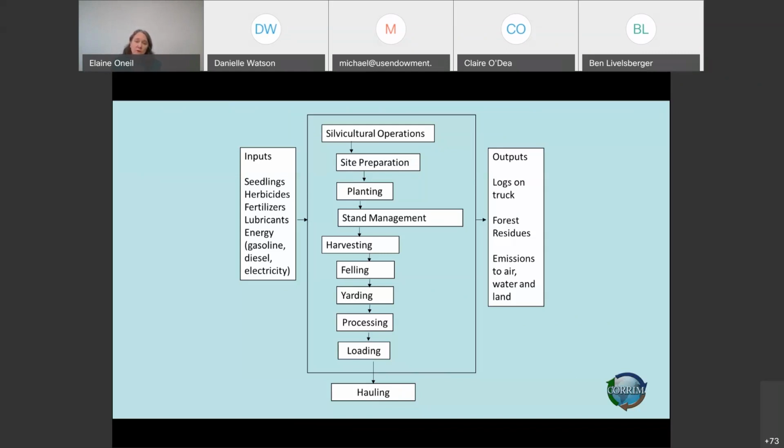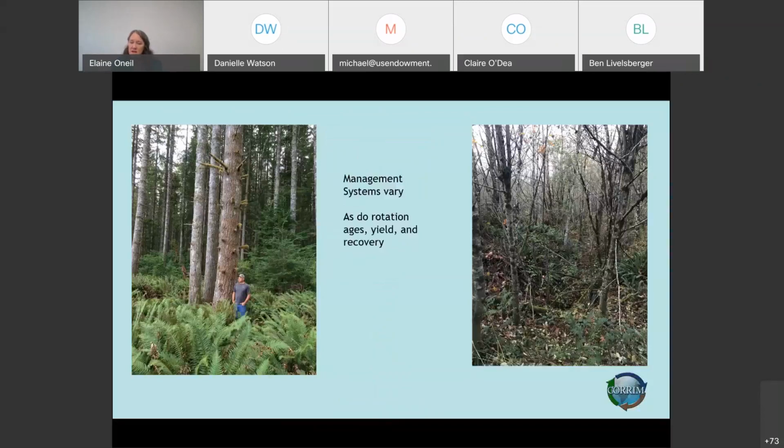Growth and yield is really critical. And then the harvesting systems matter. And so we look at all of those things, and we recognize that in each one of these cases we're going to come up with different outcomes. And I think it's important for us to recognize that our management systems vary substantially between owner groups, between places in the country. Our rotation ages vary a lot, our yield varies a lot, and our recovery varies a lot. And all of those things have an impact on what that upstream footprint is, what that forest resource footprint is.